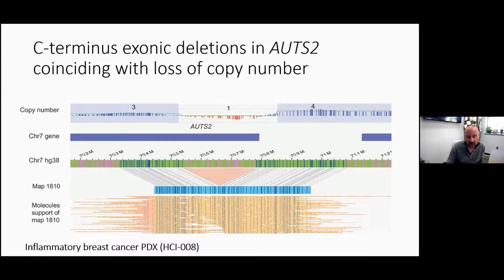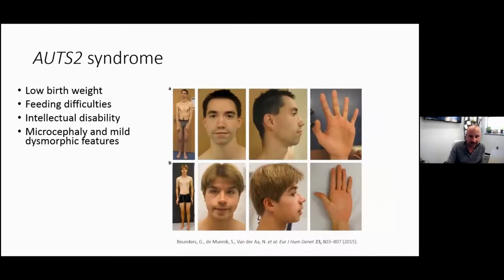These are reads or molecules that were identified from the PDX model that we incorporated into the analysis. And you can see that the copy number here really does show that there seems to be something going on. So both the copy number analysis as well as the molecule support seems to show that there's a deletion here in the C-terminus. So what is ODS2? Really, ODS2 has not been studied in the context of cancer at all.